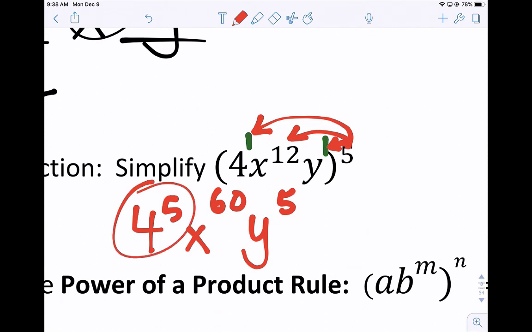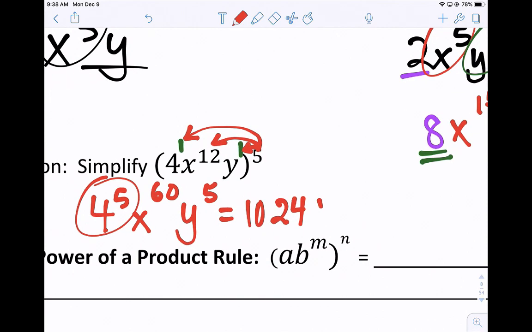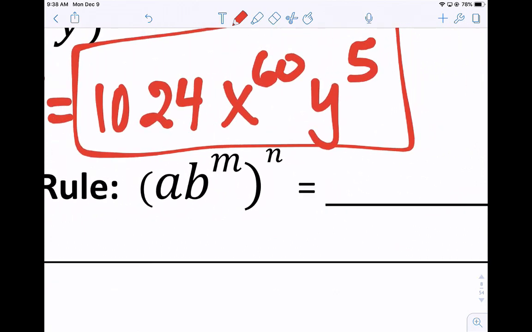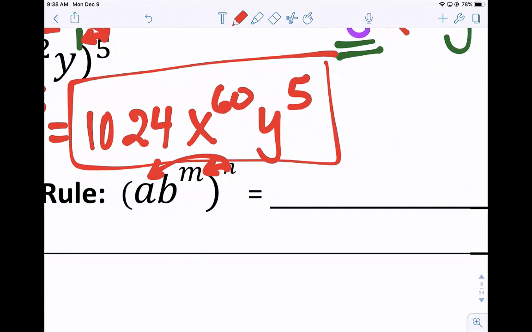So we have 4 to the 5th power, x to the 60th power, y to the 5th power. You can simplify further and do 4 to the 5th power, which we'll do real quick here. 4 to the 5th is 1,024. So our final answer is 1,024 x to the 60th, y to the 5th. So again, if it's a power to a power with more than one base, you're going to distribute and multiply each of the exponents. So this is a to the n power, b to the m times n power.